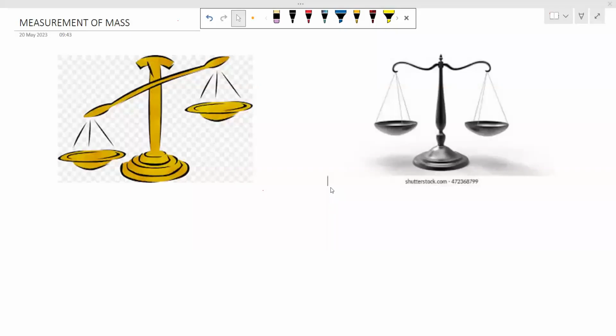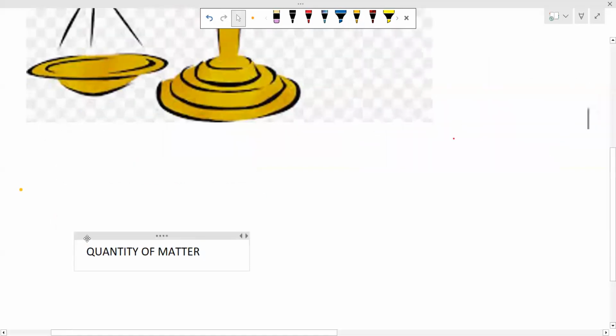Now we will learn about measurement of mass. Any matter that occupies space has a mass. If something has a volume, it will definitely have a mass. So what is mass? Mass is the quantity of matter. Amount of matter or the quantity of matter in a body is known as mass. Matter means atoms and molecules.